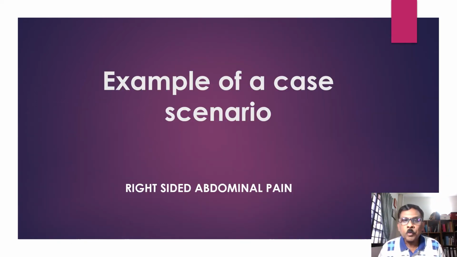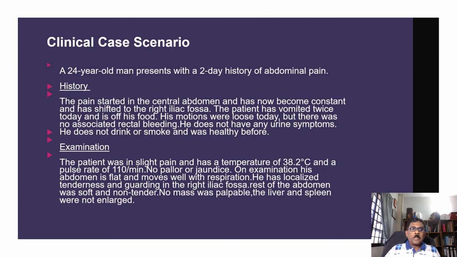Now I'll go through a case to illustrate as an example of how a case scenario is dealt with. This is a case scenario of a man with right-sided abdominal pain. Okay, a 24-year-old man presents with a 2-day history of abdominal pain. The pain started in the central abdomen, became constant, and shifted to the right iliac fossa. He vomited twice and is off his food. His motions were loose today, but there was no associated rectal bleeding.